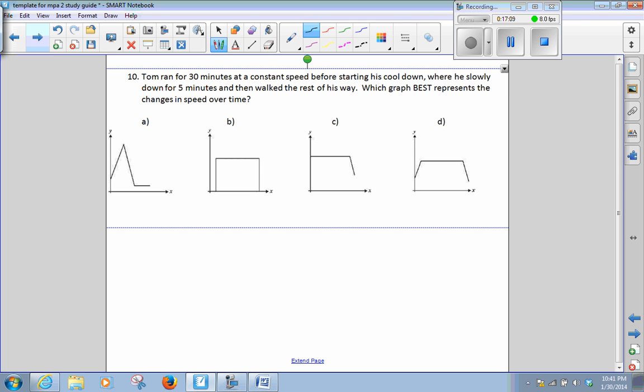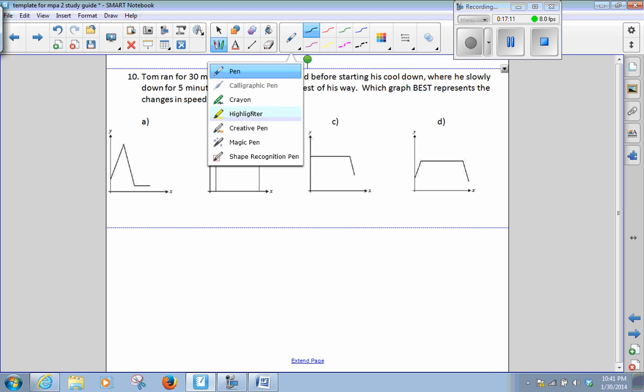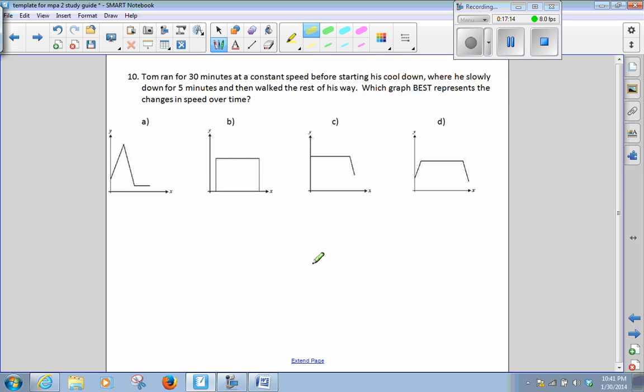Number 10, guys, this question, and I hope I explained this to everybody in class, is a little bit mistyped. It says that he ran for 30 minutes at a constant speed before cooling down, where he slowed down for 5 minutes and then walked the rest of the way. This slow down for 5 minutes and walked the rest of the way is really intended to be the same one thing. So I'm really looking for something that only has 2 segments.